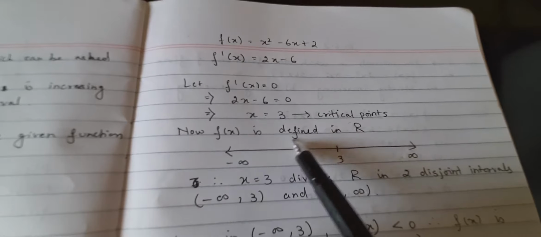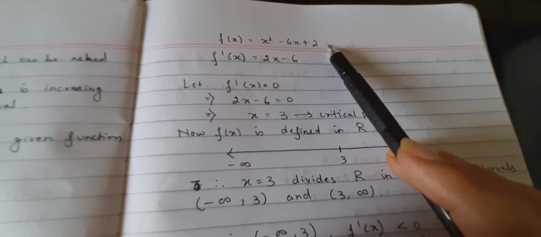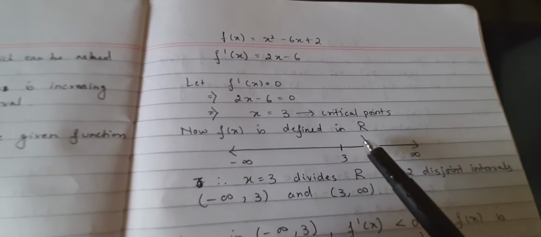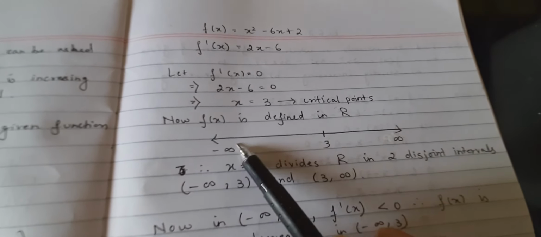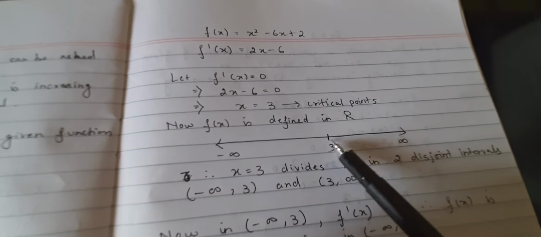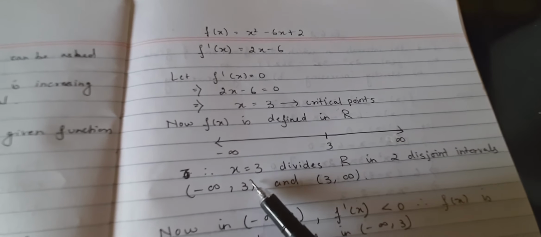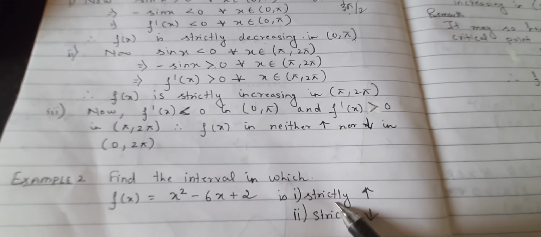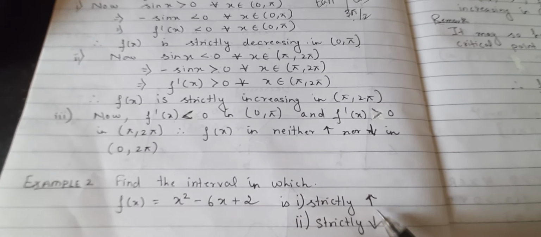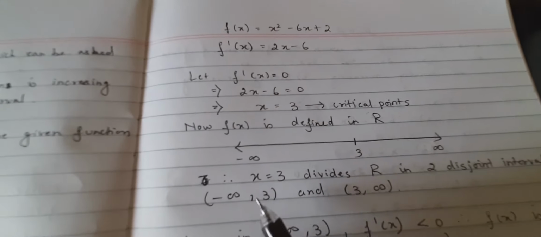Now f x is defined in R. You know that this is a polynomial function, and the function is defined in the whole of R, in the whole of the real number line. So it divides the real number line into two disjoint intervals, that is minus infinity to 3, this critical point, and 3 to infinity, the open interval. I will not take closed over here, because if I take closed, at that point f dash x becomes 0. And here the question is strictly increasing and strictly decreasing. I don't want that point where it is increasing or decreasing. So for strictly increasing, f dash x should not become equal to 0. That is why I have taken open intervals.